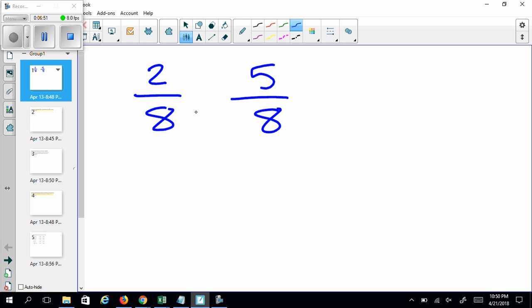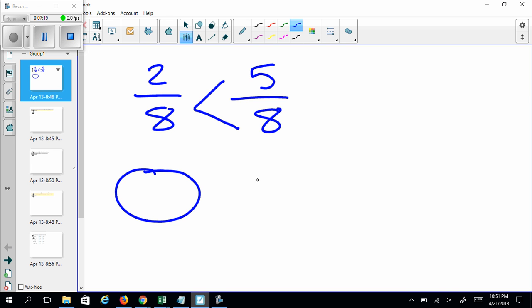If your denominators are the same, it means that there's the same number of pieces. So if this is a large pizza and this is a large pizza, this is pepperoni, this is cheese, there's 2/8 left of the pepperoni, 5/8 left of the cheese. Which pizza has more left over? If your denominators are the same, you just look at your numerators. Whichever number is bigger, that's the bigger fraction.